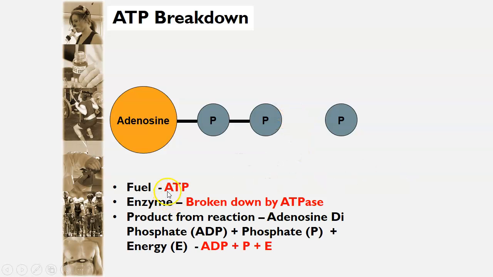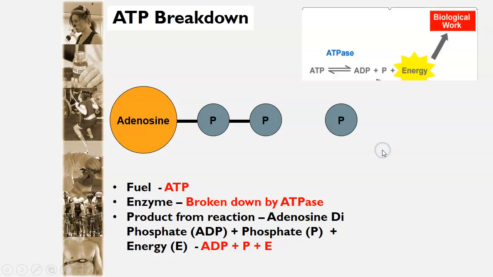So the fuel was ATP. The enzyme was ATPase. The product from the reaction was ADP. ADP means 2. It's anything di, 2. It's anything diphosphate plus a phosphate plus energy. That is known as an exothermic reaction.